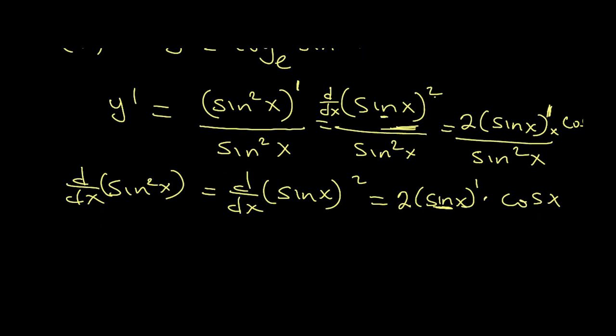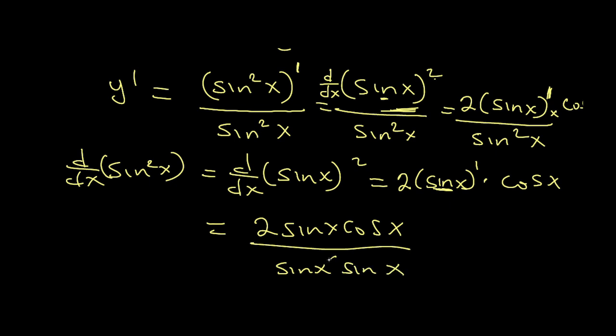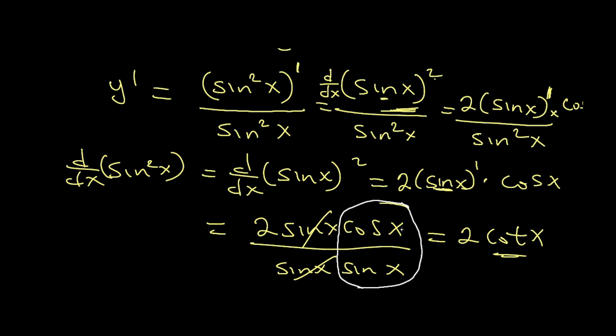So let's tidy up what we have there. That will be equal to 2 sin x cos x over sin x sin x. So this one cancels, so my answer is just 2 cot x. This is a fraction, cosine over sin will give you cot. It's cot, that's the inverse of tangent, will give you cotangent. So that's that on that question.